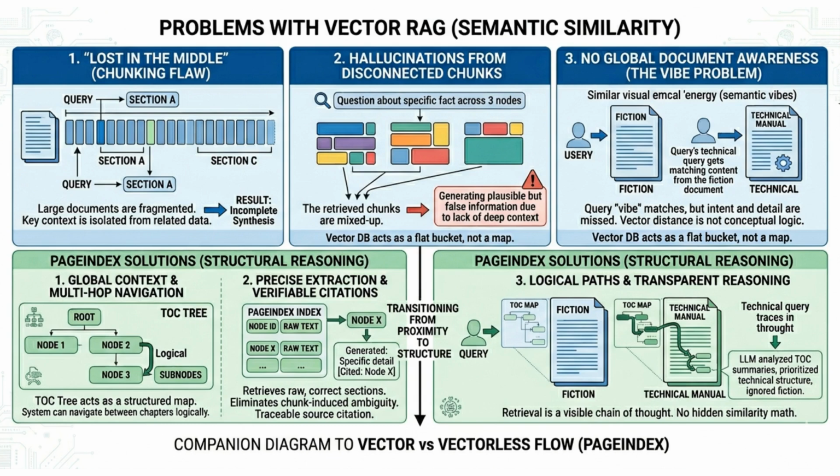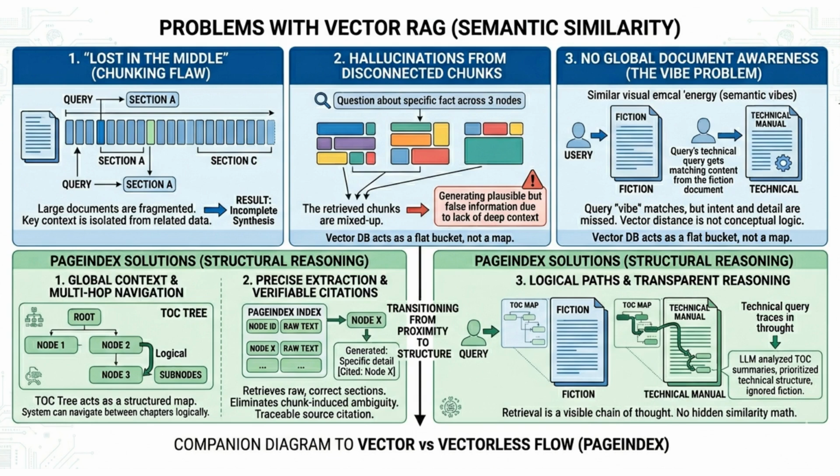When the LLM tries to stitch them together, it generates plausible but false information because it is missing the connective tissue, the logical flow between those ideas. The summary at the bottom here is key. The vector DB acts as a flat bucket, not a map.